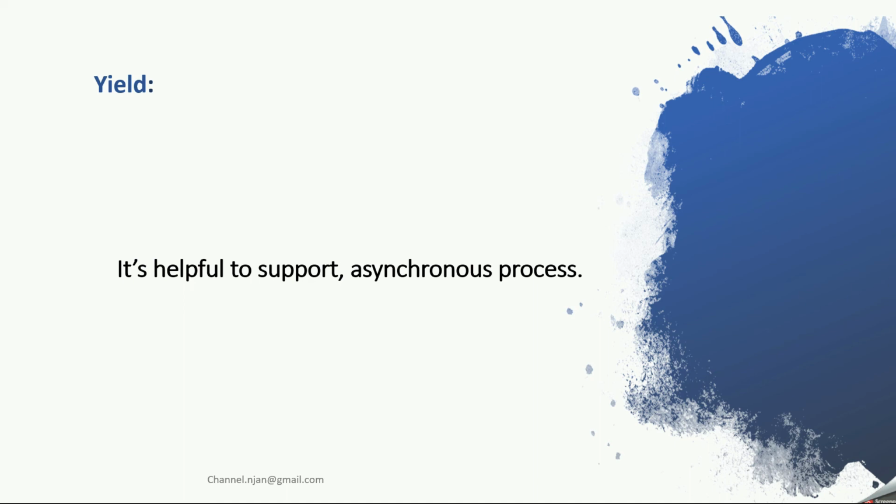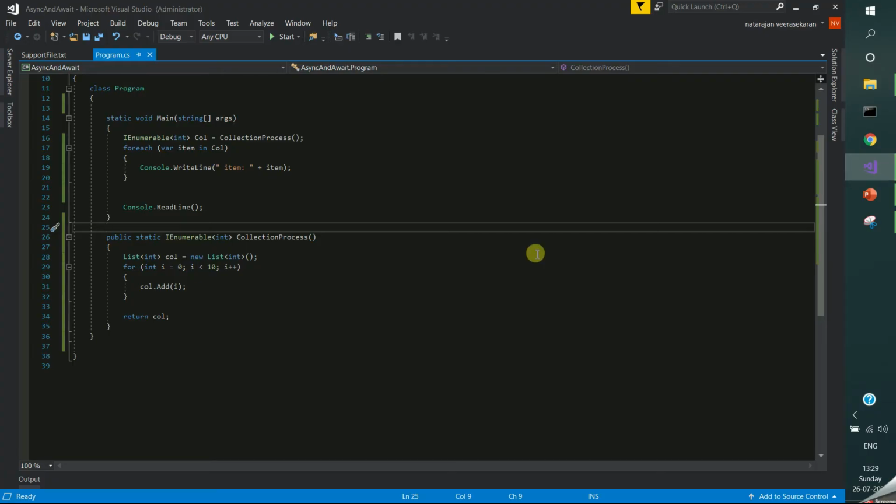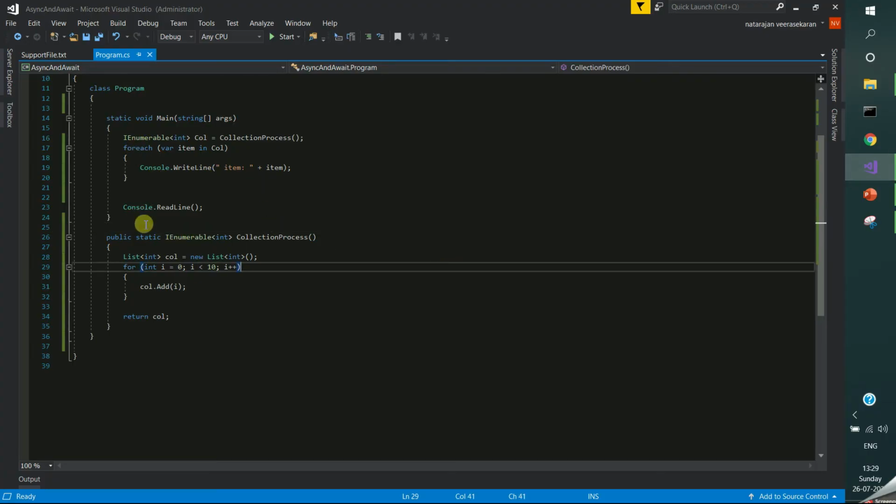Yield. It is helpful to support asynchronous processing. Yield is used to return a partial value on iteration. There is no need of using a temporary collection variable. Okay, it is helpful to support asynchronous processing. Let's move on to the program, then come back here.